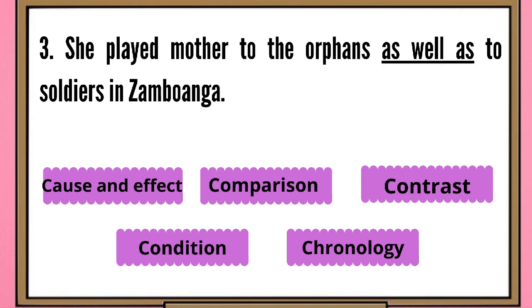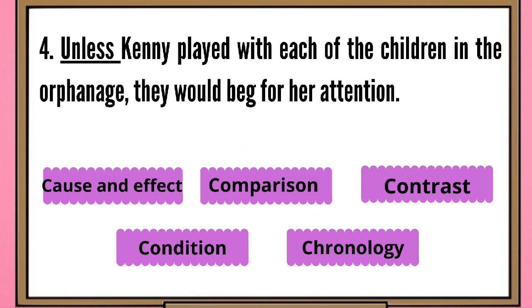Number 3. She played mother to the orphans as well as to soldiers in Zamboanga. The conjunction here is as well as. What do you think is the purpose of this subordinating conjunction? Terrific! As well as is a comparison conjunction. It is used to state that both the orphans and the soldiers experienced the kindness of the former U.S. ambassador.